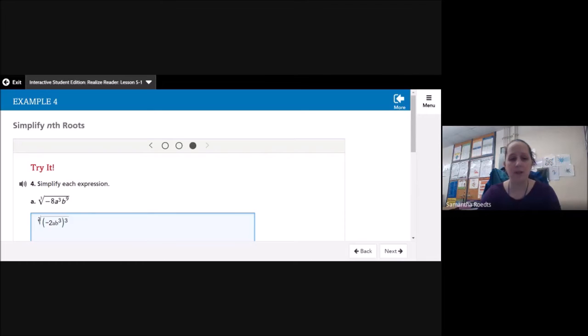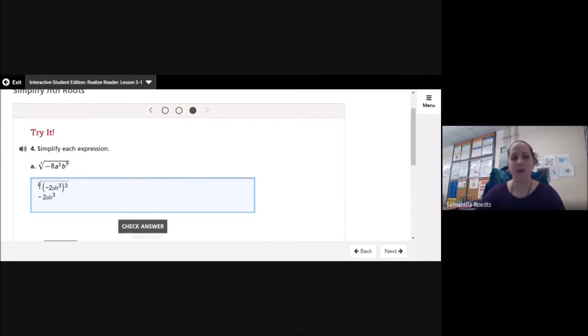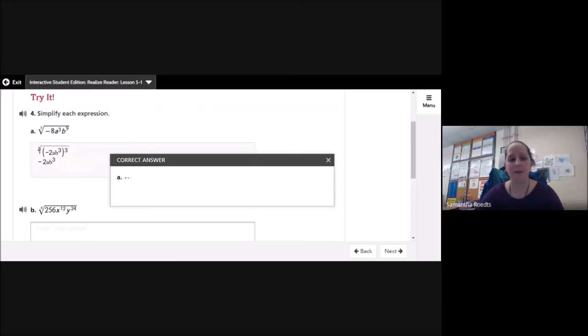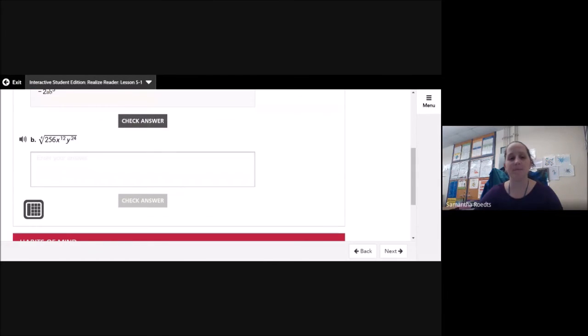Okay, so this gives me negative 2ab cubed. Remember, negative 2 cubed does give me negative 8. So negative 2ab cubed becomes my answer.